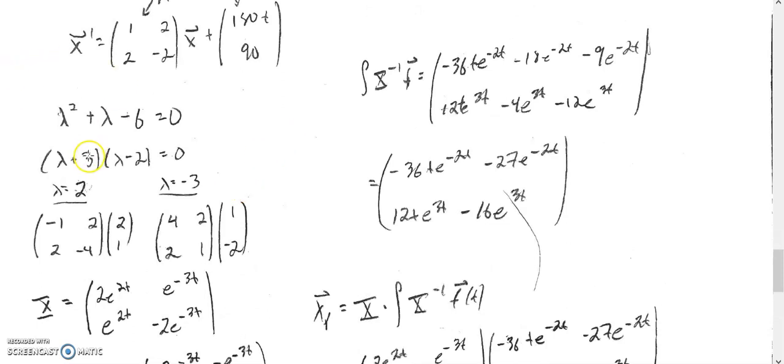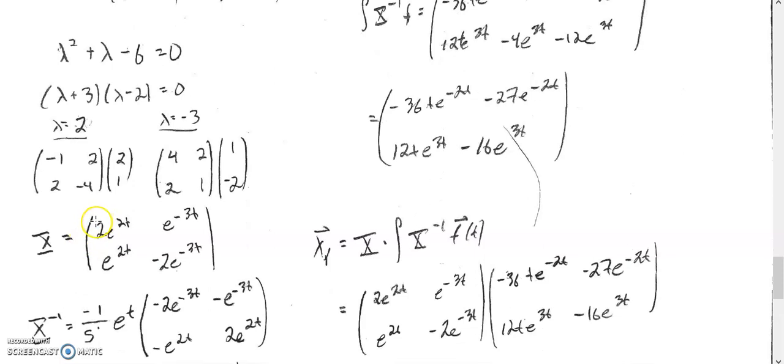Anyway, all right. So eigenvalues are 2 and negative 3. The vectors are 2, 1, and 1, negative 2. I elected for this fundamental matrix, you could have done it the other way around. Took this one first because it was just more positive everywhere and it made me happier. 2e to the 2t is the first, then an e to the negative 3t, and then an e to the 2t and a negative 2e to the negative 3t.